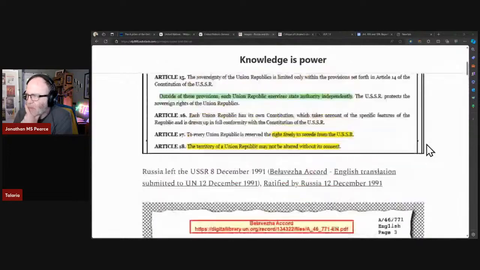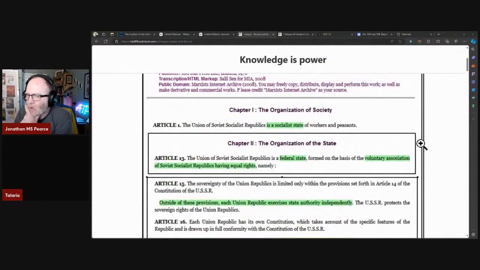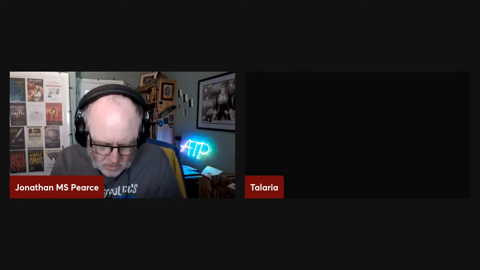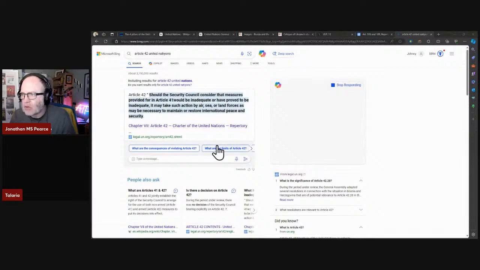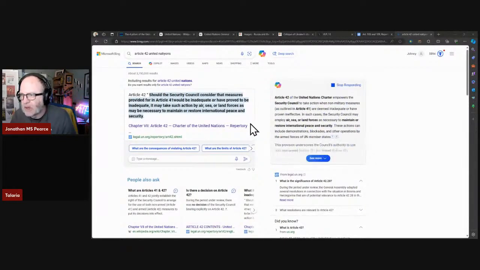But okay. Have a look at Article 42 of the United Nations. I'll try and find it. Yeah, there. Article 42, United Nations. Here it comes. Good old internet. So, should the Security Council consider the measures provided for in Article 41 would be inadequate or proved to be inadequate, it may take such action by air, sea, or land forces as may be necessary to maintain or restore international peace and security.